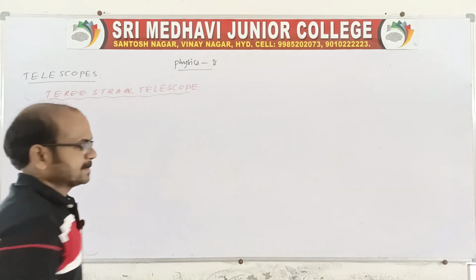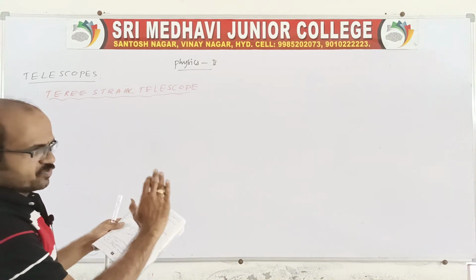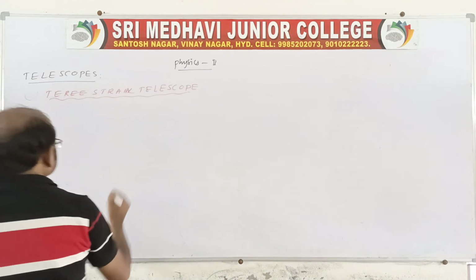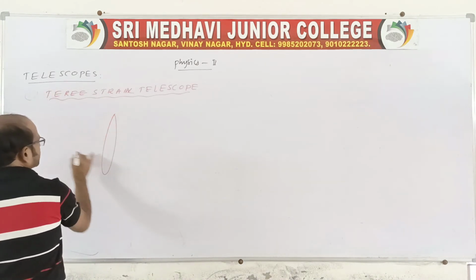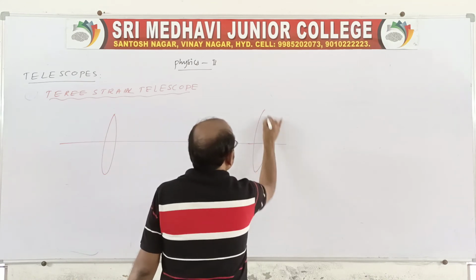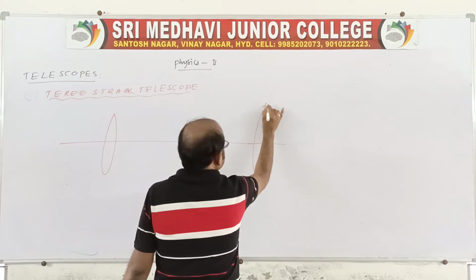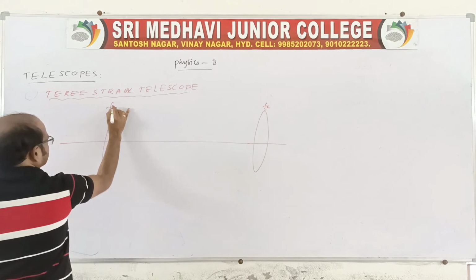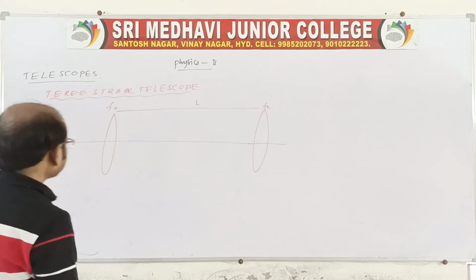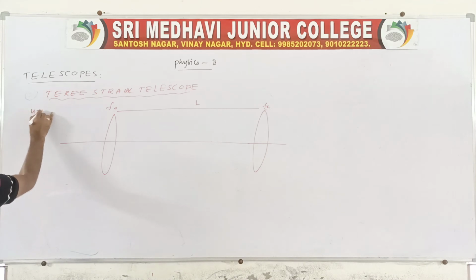Take the same setup which we discussed in the previous class, and draw the same diagram. There are two lenses: a field lens, and one more, the eye lens. This aperture is very small, and this aperture is f0. The distance between the two lenses is capital L. The object is at infinity, between 2f and infinity, clear?